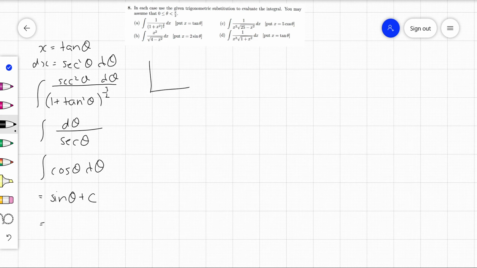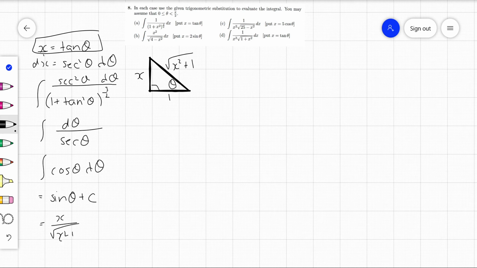Well, one way you can find out is go back to the beginning. We said x is tan theta. So think of x as the same as x on 1. So tan theta is opposite over adjacent, and we use Pythagoras to find the hypotenuse. If we now did sine theta, opposite over hypotenuse, we'd get x on the square root of x squared plus 1, plus c. So that is your answer there.